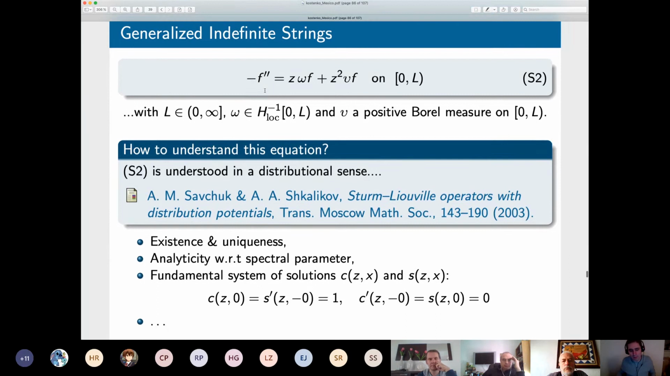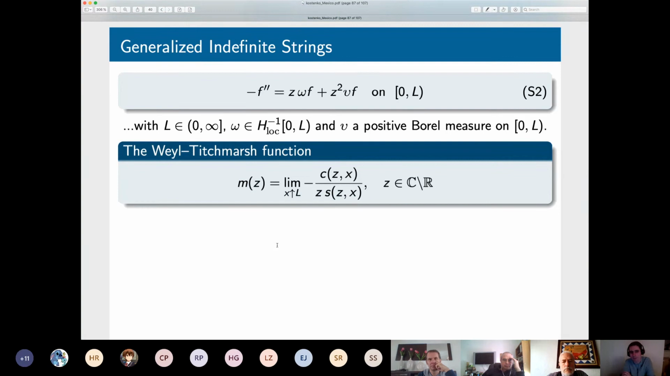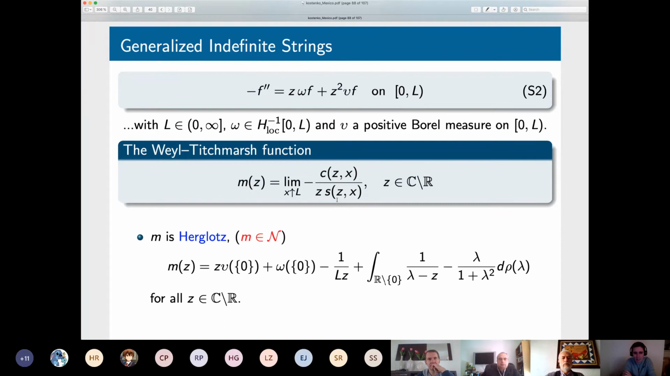In particular, we have all the nice results like existence and uniqueness of solutions, analyticity in the spectral parameter, and the analogs of cosine and sine type solutions. Once we have this, then of course we can define the M function as it was done for the usual Krein strings. The definition is exactly the same. However, the difference here is that M is Herglotz. So it's not a Stieltjes function, it's a Herglotz function, that is, it's analytic away from the real line, and it is symmetric with respect to complex conjugation.